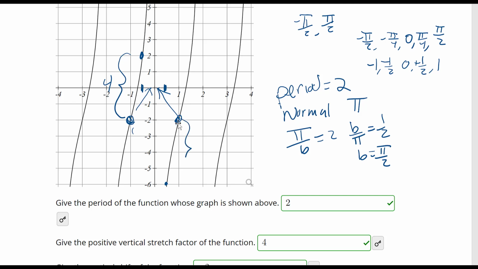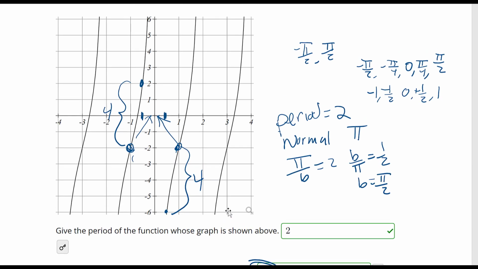So from here to there, it's a 4. And that's why we have a stretch factor of 4. Because it's normally 1, but 1 times 4 is 4. It's a stretch of 4. Okay, so that gives us actually our leading coefficient.